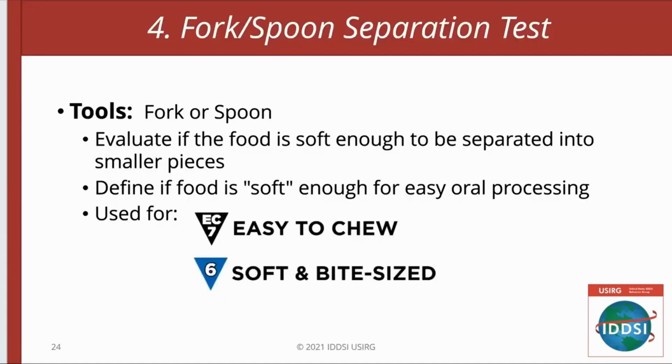Now let's learn about the fork-spoon separation test. The tools needed are a fork or a spoon. Evaluate if the food is soft enough to be separated into smaller pieces. Define if the food is soft enough for easy oral processing. This test is used for easy to chew level 7 and soft and bite-sized level 6.